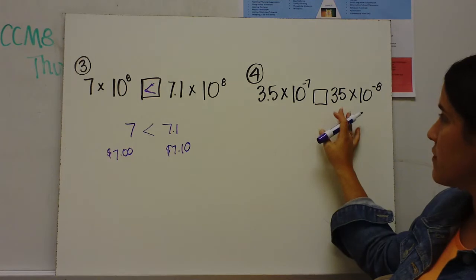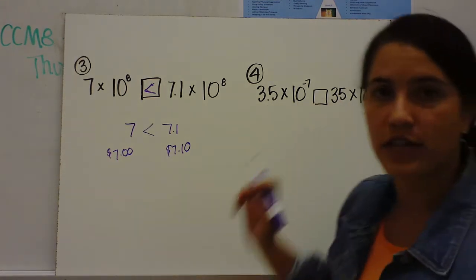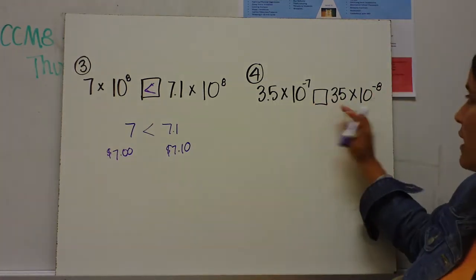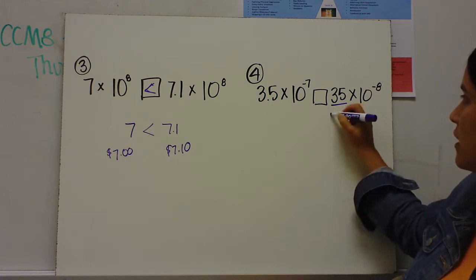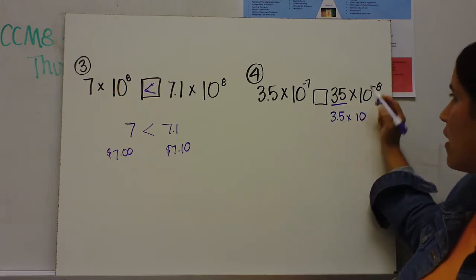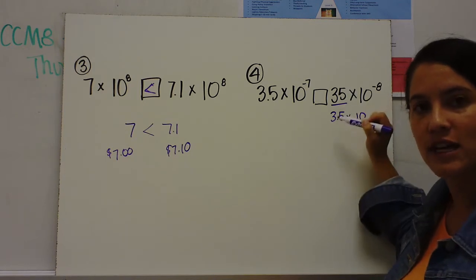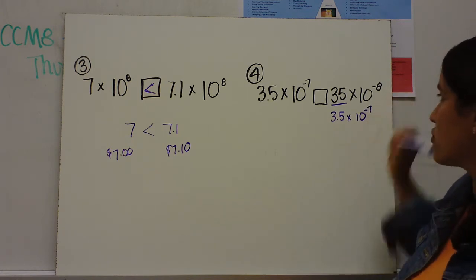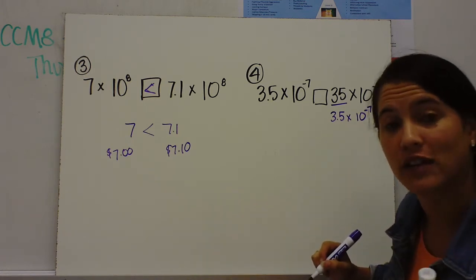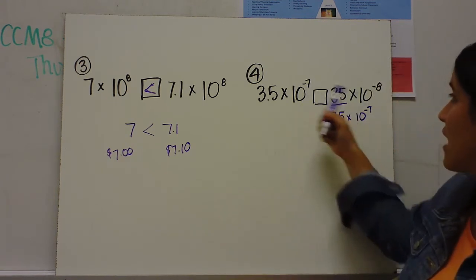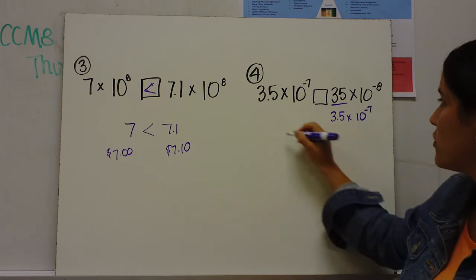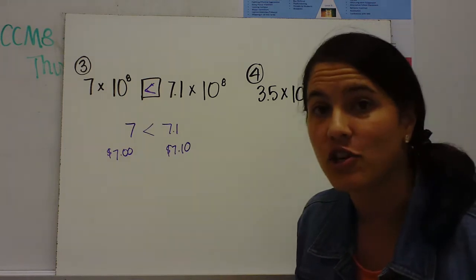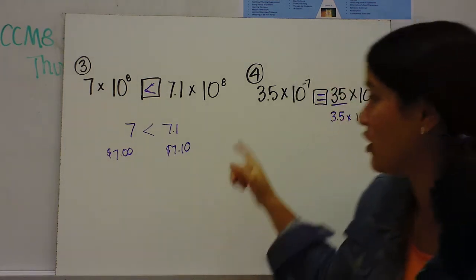Now number 4. Are they both written in scientific notation? If they're not written in scientific notation, you need to make sure it's written in scientific notation. So right here, that number is not between 1 and 10. So we've been practicing. 35 changed to 3.5, and since I got smaller, my exponent needs to get larger. So instead of negative 8, it's going to get larger to negative 7, because remember, negative 7 is bigger than negative 8. Now I have the same exponent, so I look at my whole numbers, 3.5 and 3.5, so this one is equal. So make sure your number's in scientific notation, because if you just looked at the exponent, you would think this one was bigger.